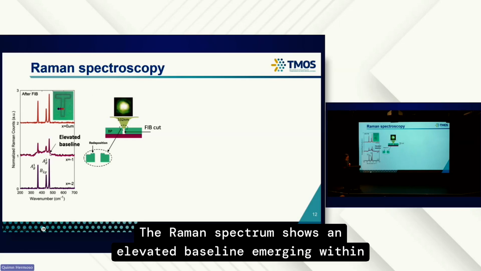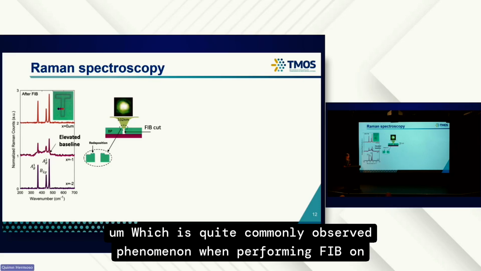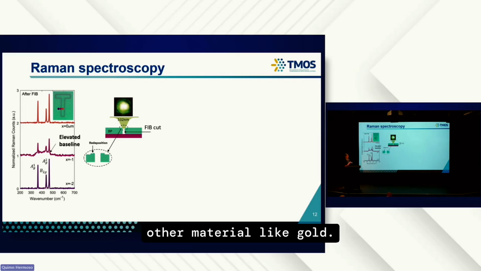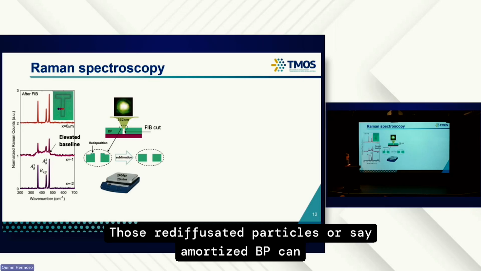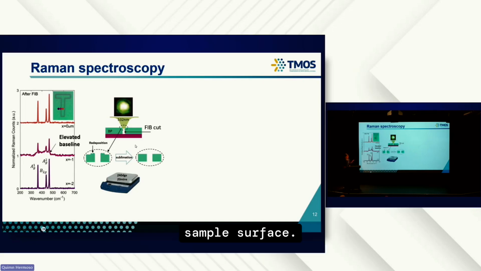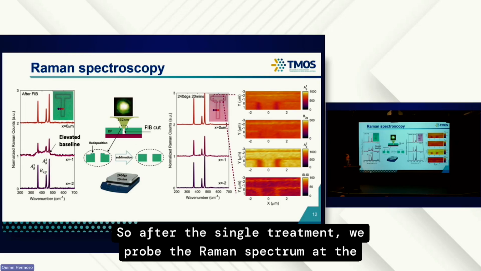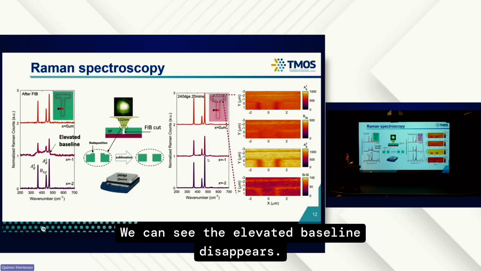The Raman spectrum shows an elevated baseline emerging within the BP mode region, which indicates the amorphization of BP, which is a quite commonly observed phenomenon when performing FIB on other materials like gold. But for BP, the amorphization actually can be removed by simply putting the sample on a hot plate. Those redeposited particles, or say amorphized BP, can firstly be oxidized and go through a sublimation process and leave the sample surface. So after the simple treatment, we probe the Raman spectrum at the letter T edge again. We can see the elevated baseline disappears.